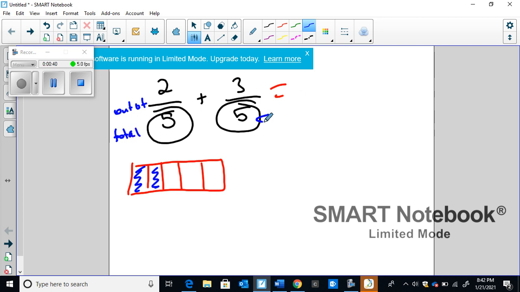pieces. And now we want to make sure also that the denominator, or that bottom number, tells us the number of pieces in one whole, because that's also going to tell us how big those pieces are. So this rectangular cake that I drew, I split it into 5 pieces. That tells me how big they are. So now I have 2 of those 5 pieces of cake. Great. And then let's say I add 3 out of 5 pieces.